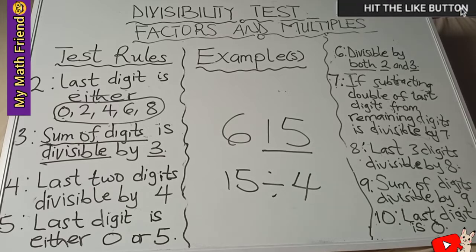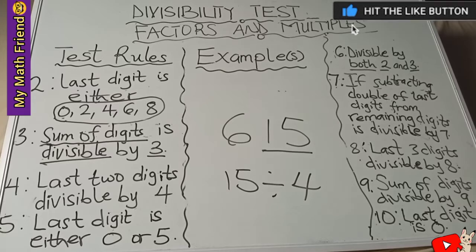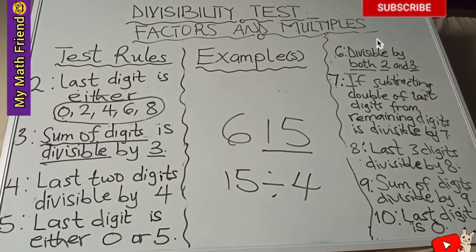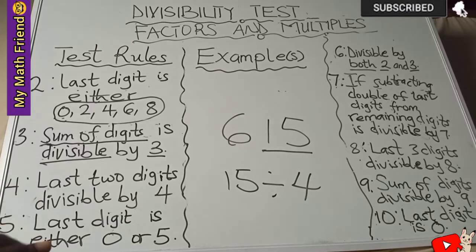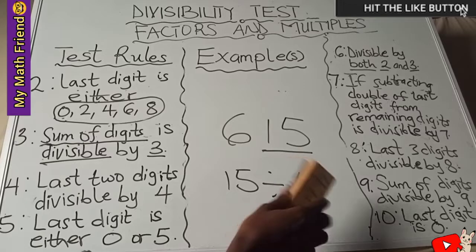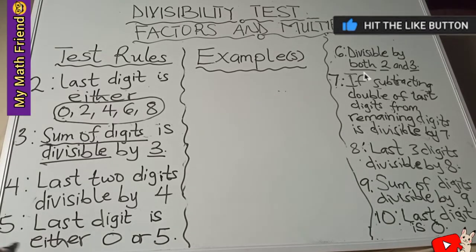Very well. So since there's a remainder, we can conclude and say that 615 is not a multiple of 4, or it's not divisible by 4, or 4 is not a factor of 615. Okay, great. So which case permits that?